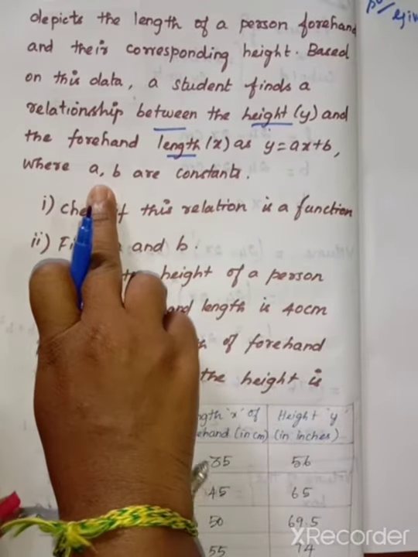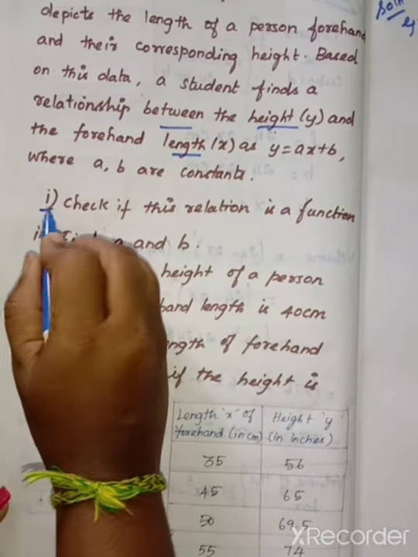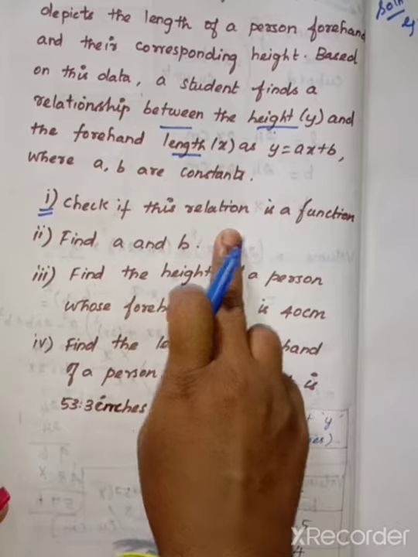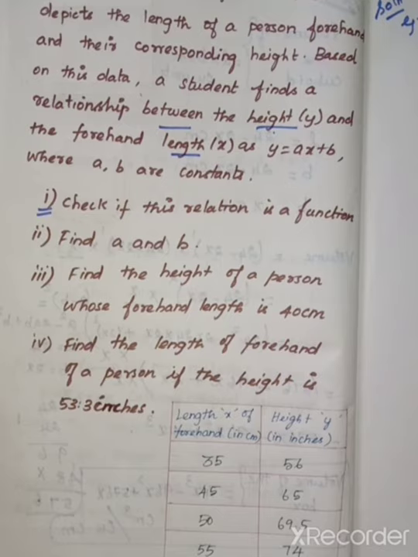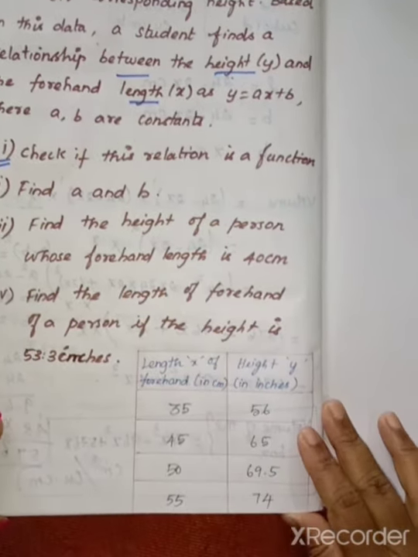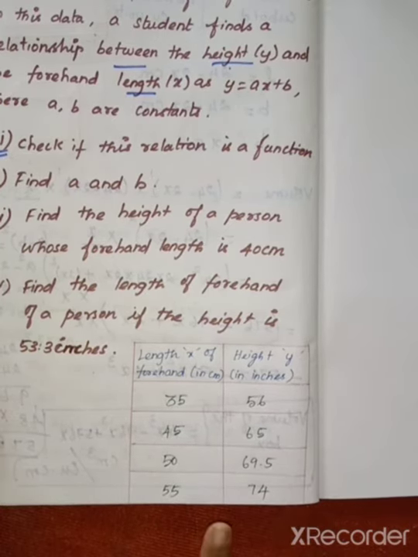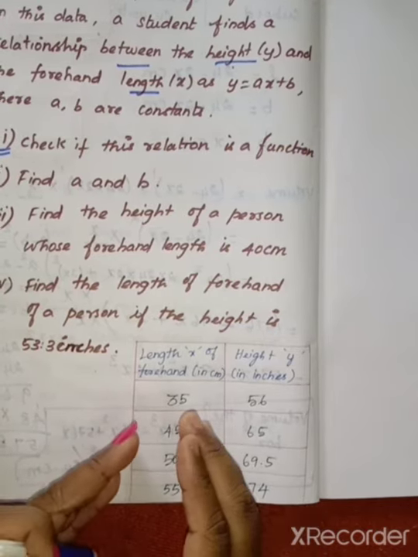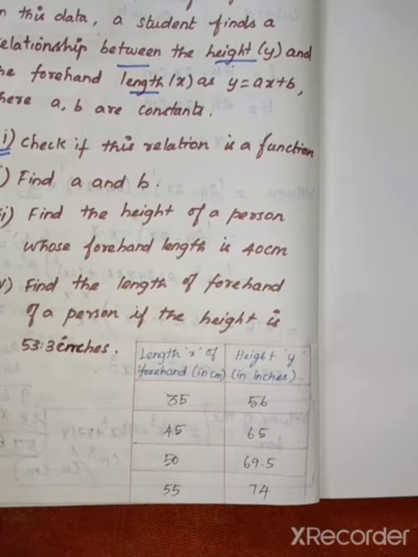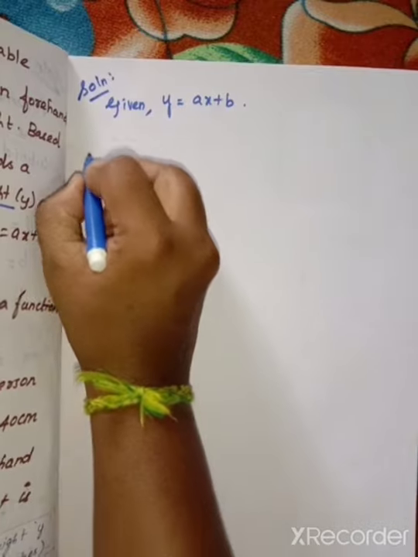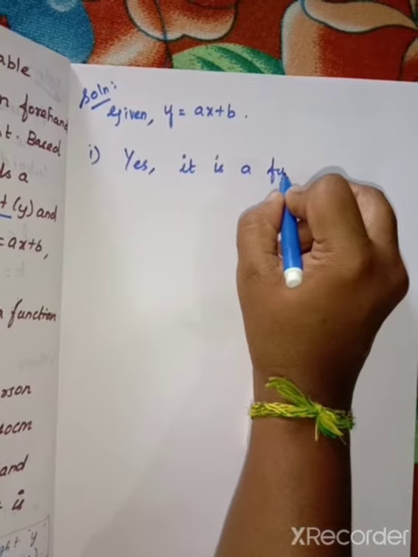One more thing is there. A, B are constants. Constant means numbers. So here first subdivision is check if this relation is a function. For function, what is the condition? Every element of the domain has a unique image. From the table column, see 35, 56, 45, 65, 50, 69.5, 55, 74. For each domain, we have a unique image. So, is it a function or not? Yes, it is a function. So, for the first subdivision, yes, it is a function.